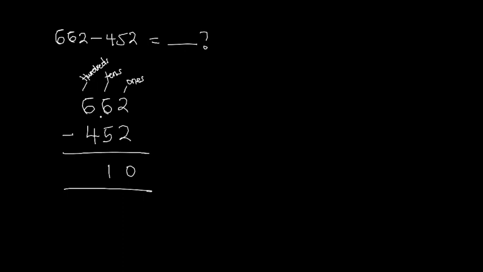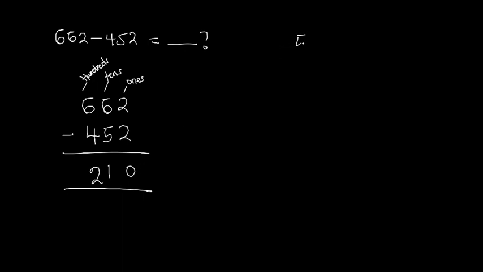Now let's move on to the hundreds column. We have 6 over here, we have 4 over here. So 6 minus 4, that will give us 2. So our final answer over here is 210. Alright, so let's have a look at another example.